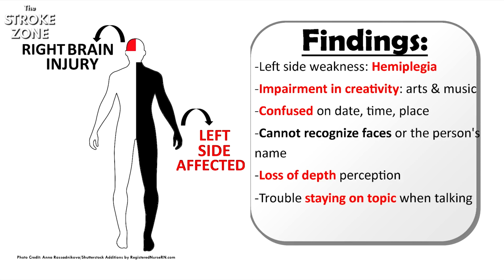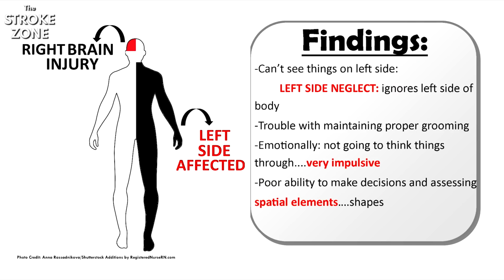Also, they can have impairment of their creativity because that's our creative side of our brain. So they'll have issues with understanding and interpreting art and music. They will be confused on date, time, and place. They won't be able to recognize familiar faces or the person's name that goes with that face. They'll have loss of depth perception and trouble staying on topic while talking because remember, they're going to have a short attention span. In addition, they're not going to be able to see the things on the left side of their body.